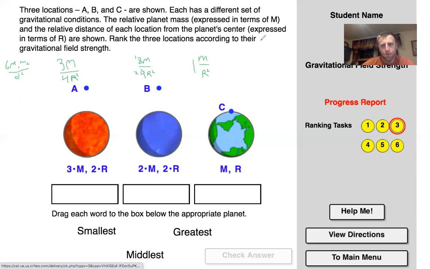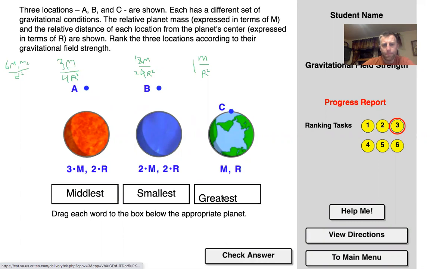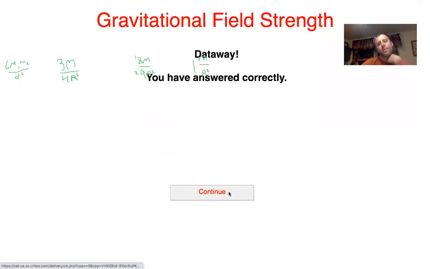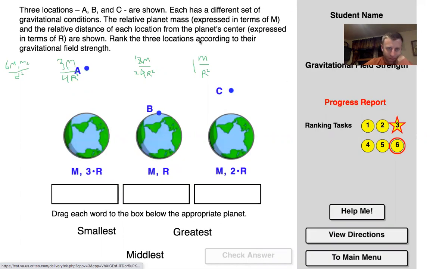So if I order those from least to greatest, 1/2 is the smallest, 3/4 is in the middle, and 1 is at the top. Okay, let's do another one.